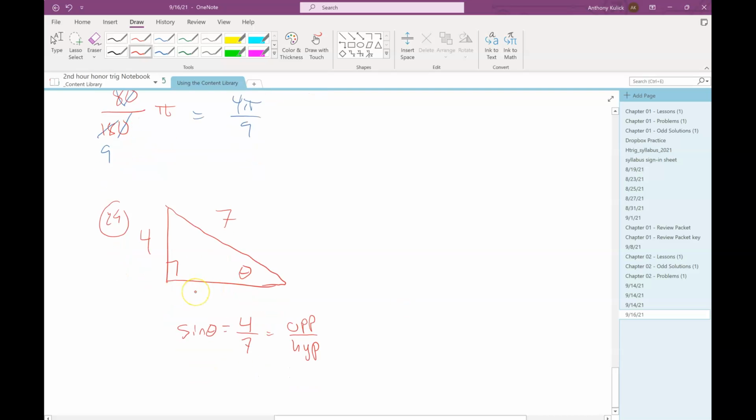Now I'm going to find this third side using the Pythagorean theorem. So far, so good. And now it's just like 25 through 28, so I'm going to stop. Are you good with me stopping there? Okay. You're welcome.